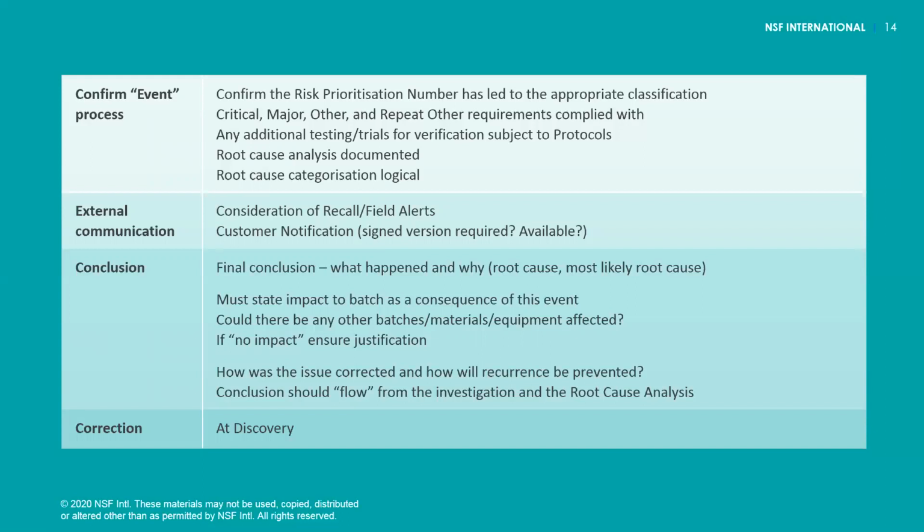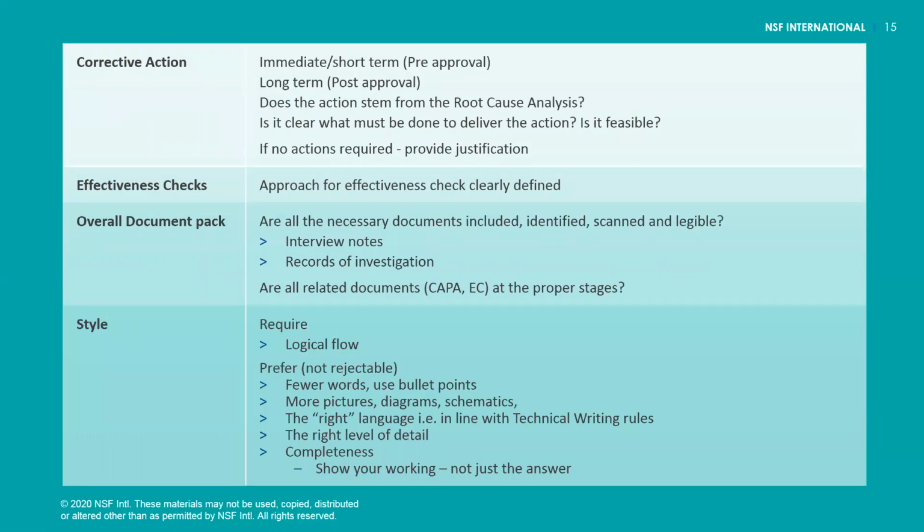Obviously, the correction happens at the discovery. You can detail what you did, but the key ones here are the corrective actions because they prevent the recurrence. In terms of effectiveness checks, on the basis of quality risk management, you will conduct one of these. You need to be very clear on what approach you're taking to achieve that. And then in the overall documentation pack, have you got all the documents that you've referred to, all of the notes and all of the records?